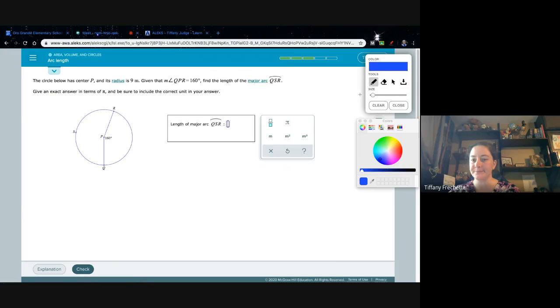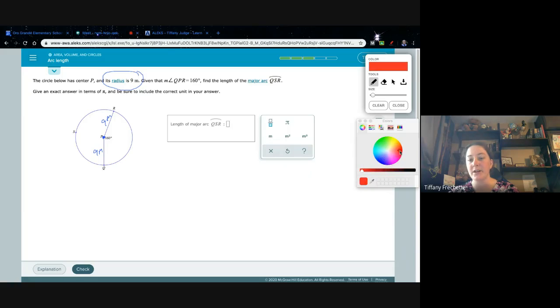Next. Okay, so we have center P, and the radius is 9. So they're telling us we have a radius of 9. So we go from center to side. Here's 9 meters, center to side. Here's another 9 meters. And then they tell us that QPR is 160, which they have marked here. And they want the major arc.